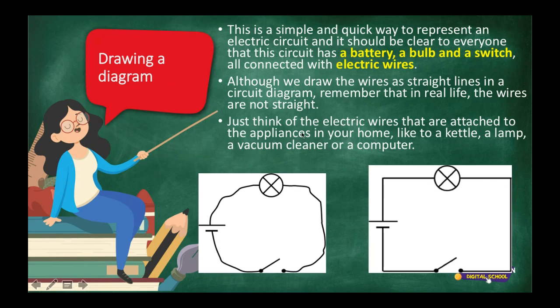Just think of the electric wires that are attached to the appliances in your home, like to a kettle, a lamp, a vacuum cleaner, or a computer. So right now, my lamp cable, the wire is not straight. It's all curled up. The kettle wire is all curled up. So technically, the wires look something like the first picture. But in science, we need to draw straight lines, like the ones in the second picture. So please don't draw squiggly lines like this. Even in your test and in your exams, do not draw squiggly lines. It has to be always a ruler and a pencil at all times to draw your circuit.